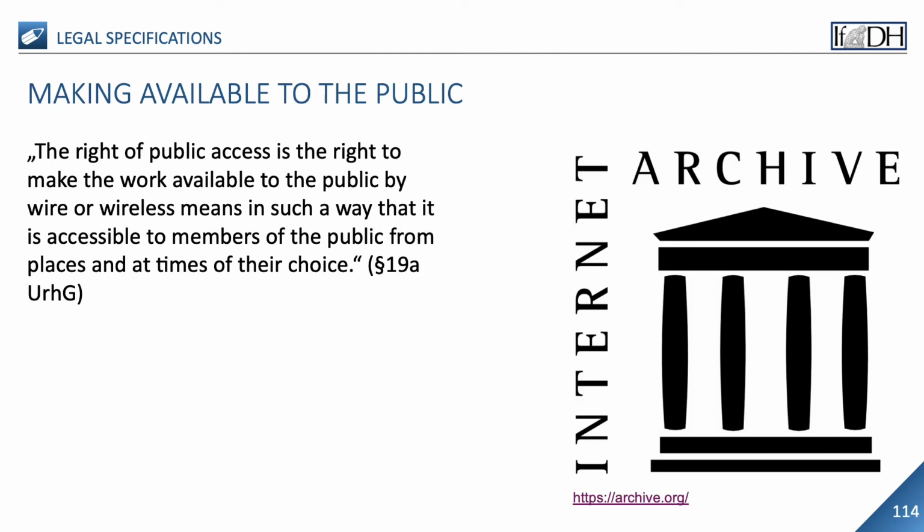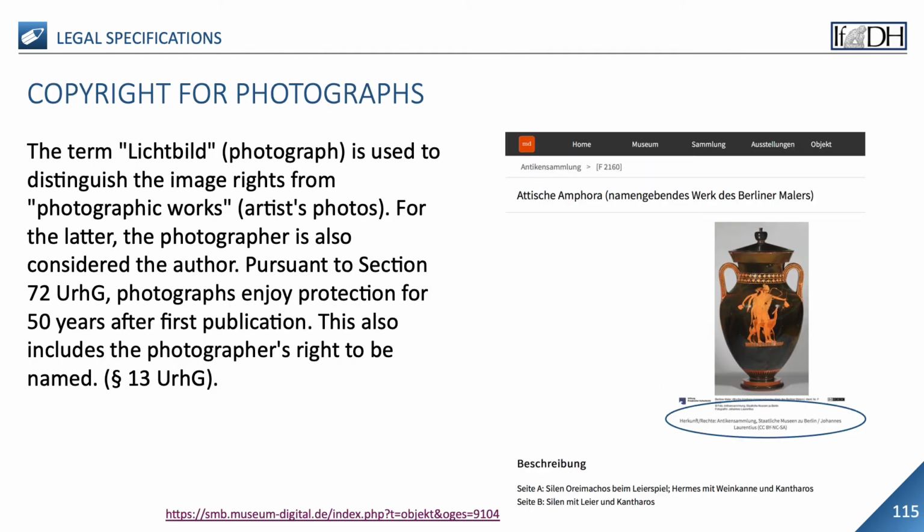The right of making available to the public is the right to make the work available to the public by wire or wireless means in such a way that it is accessible to members of the public from places and at times of their choice. For us, the originals are rarely relevant, but much more often photos of pictorial works. This is where the German ancillary copyright for the photographs comes into play.